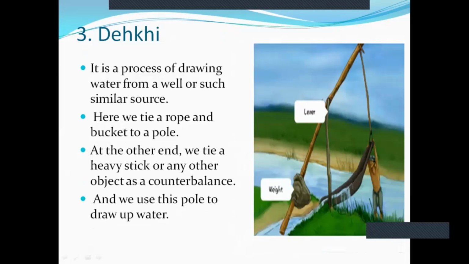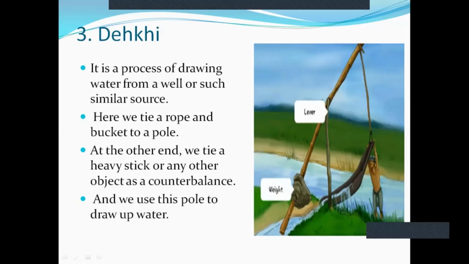A bucket, or you can say any type of bucket, any system can be tied to it, and on the other end, what is tied? A heavy weight is tied. And so what happens? It has to counterbalance the weight, and with the help of that, the farmer tries to remove the water or draw the water from the resource, whatever lake, river, whatever is there.